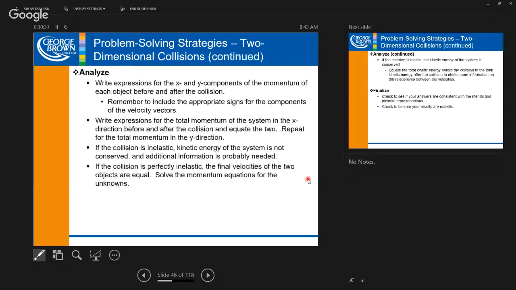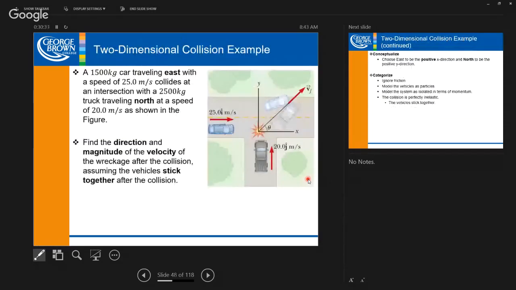Okay, and it talks about how to figure that out. I'm not going to go into that. This is a very common thing. You have two objects. You have a car, which weighs 1,500 kilograms, and you have a truck going this way, which weighs 2,500 kilograms. One is traveling at 25 meters per second this way. The other one is traveling at 20 meters per second.